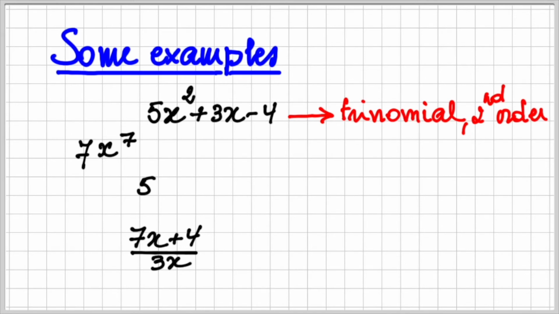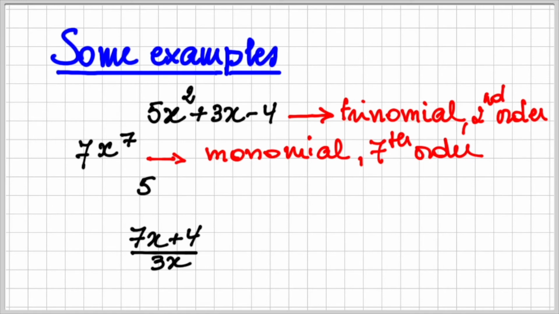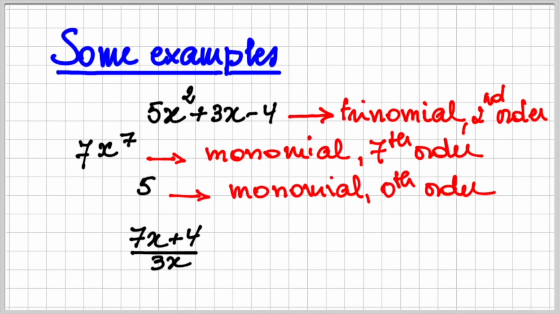The second one, 7x to the power 7, is a monomial of the seventh order. So we have 7x to the power 7. There is only one term. 7 is the lead coefficient, and the power is 7. So a monomial of the seventh order. Then we have the third one, we have 5, it's again a monomial, but here the order is 0 because we have 5x to the power 0, which is 5 times 1, basically 5.